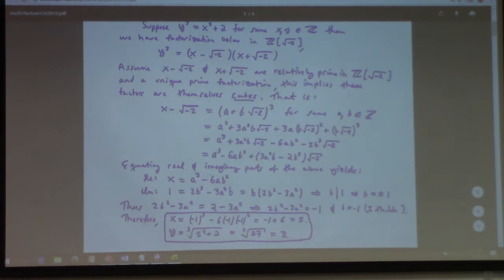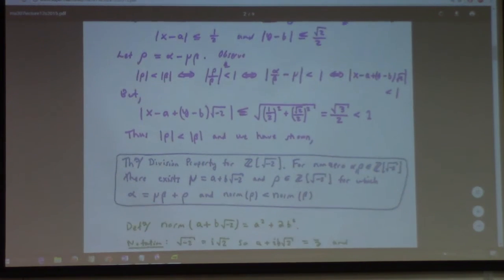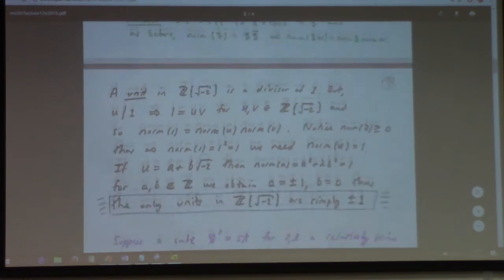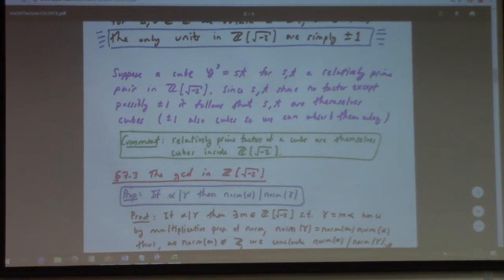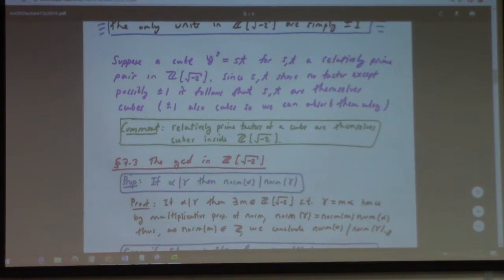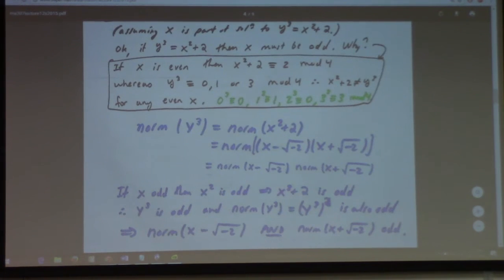So the point is, what a bizarre way of thinking, right? We've looked at the Gaussian integers a little bit. I forget if we've looked at Z adjoined square root of minus 2 or not in here, but that also has the division algorithm for much the same graphical reasons. And the units in Z adjoined square root of minus 2 are plus or minus 1. Relatively prime factors of a cube are themselves cubes inside Z adjoined square root of minus 2. So in other words, I'm saying, hey, guess what? Euler was okay. But let's see why it was dangerous. Let's go on here.